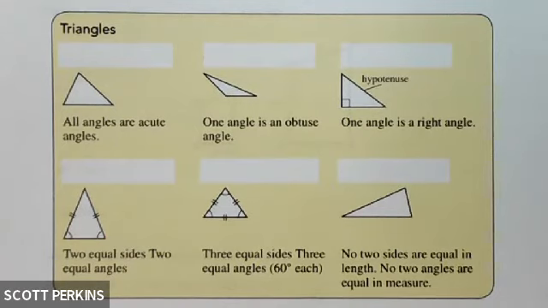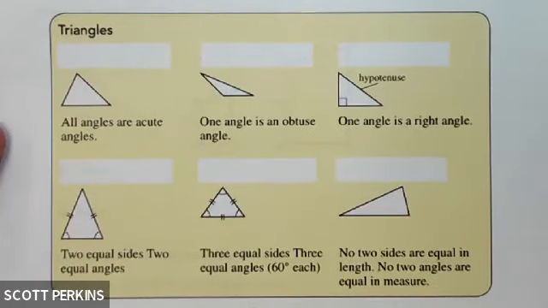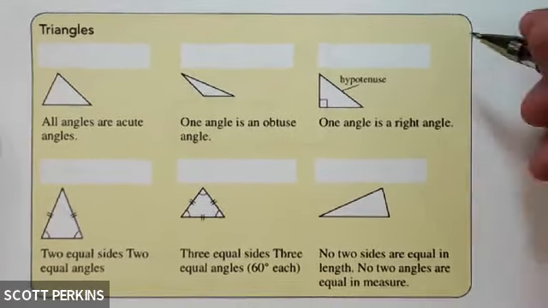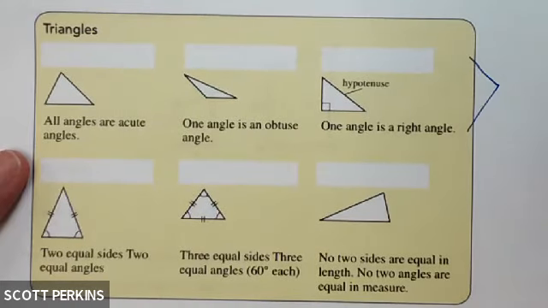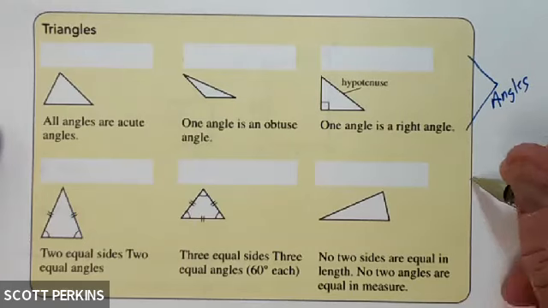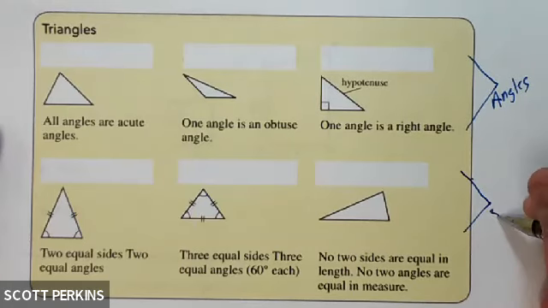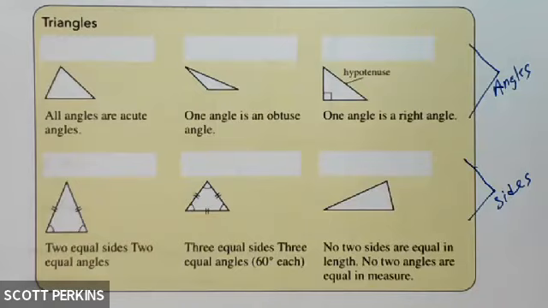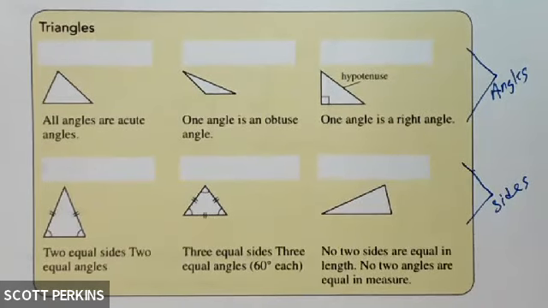Triangles get classified by two things. Triangles get classified either by angles or by sides. So the top row here, we're going to classify our triangles by angles, and the bottom here, we're going to classify our triangles by sides. So triangles can be two things at the same time. For instance, I'm just going to go across the top.